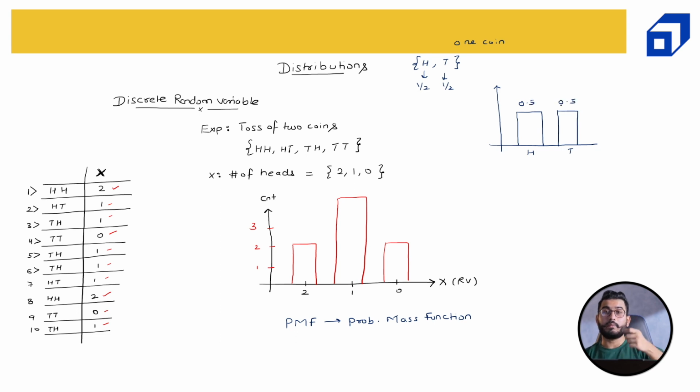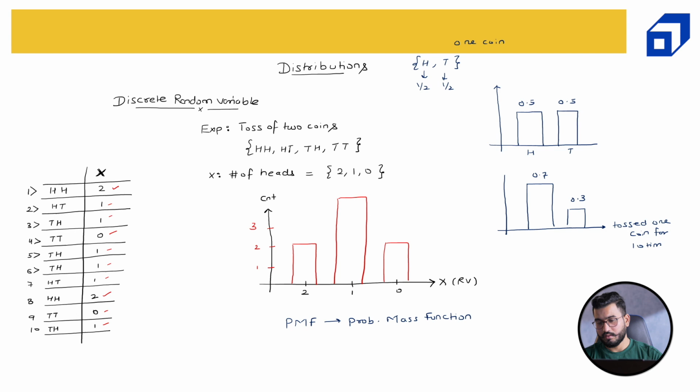But when you actually perform the experiment, this can change. This can be anything. This can be, let's say I'm having more head and less tail. So let's say this is 0.7, this is 0.3, when you tossed one coin for 10 times. So 7 times you obtain head, 3 times you obtain tail. Quite possible, right? This is known as the observed. This is known as true.